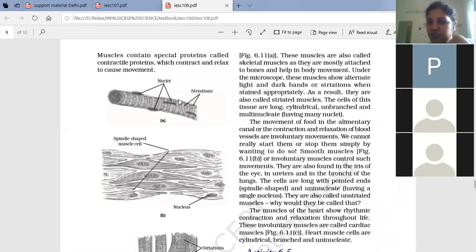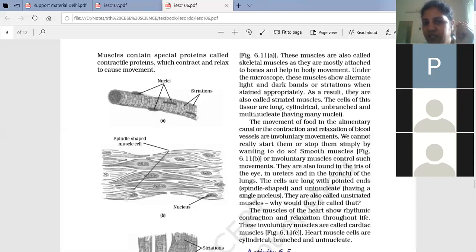Under the microscope, these muscles show alternate light and dark bands. That is called striations. You can see these dark and light bands, called striations, when stained appropriately. So when we stain them, that means some coloring is added. When we add it, you can easily see those striations. As a result, they are also called striated muscles.